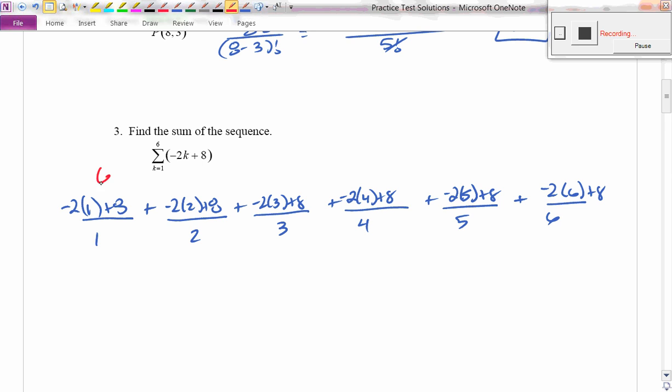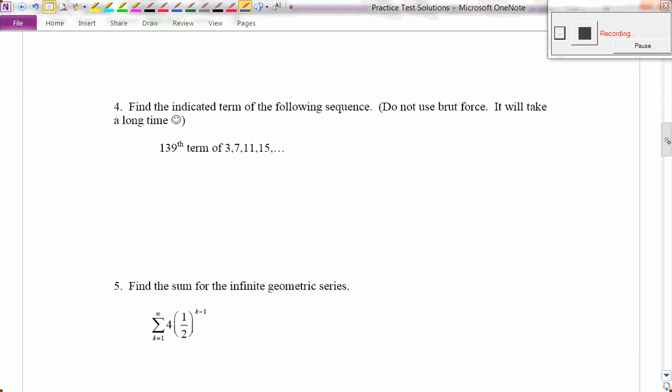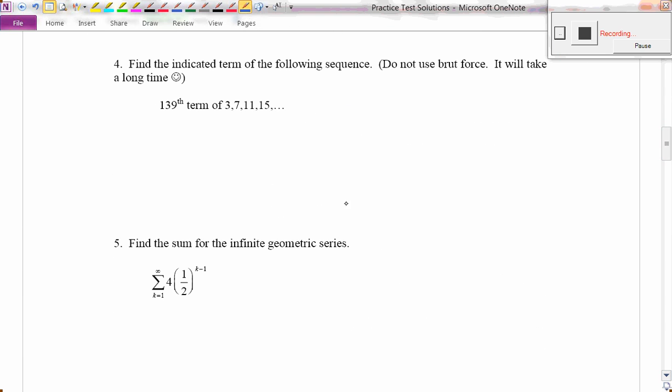Turns out that this is equal to 6, this is equal to 4, this is equal to 2, this is equal to 0, this is equal to negative 2, and this is equal to negative 4. So all of these cancel out. That cancels out. The 0 doesn't matter, so the answer you're left with is just 6 for a grand total. Alright, there's number 3.